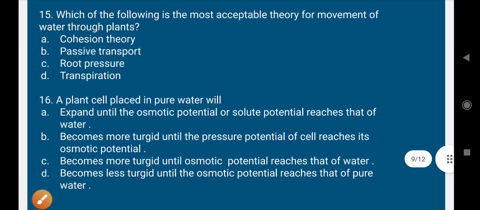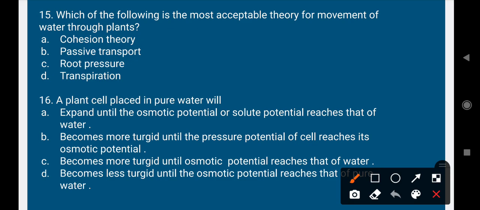Which of the following is the most acceptable theory for the movement of water through plants? This is the cohesive theory. When water is conducted through xylem, there are basically two forces. One is the force between the xylem vessel and the water molecule, and one is between the two water molecules. The identical force is called cohesive force, that is the force between the two water molecules, and the adhesive force, that is the force between the xylem vessel and वाटर मॉलिक्यूल, दैट इज़ द एडेसिव फोर्स.